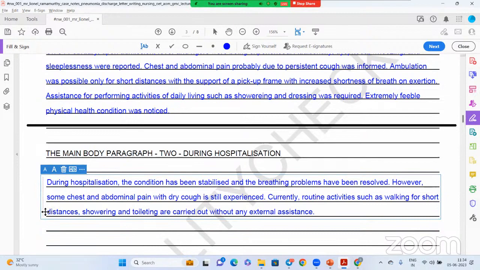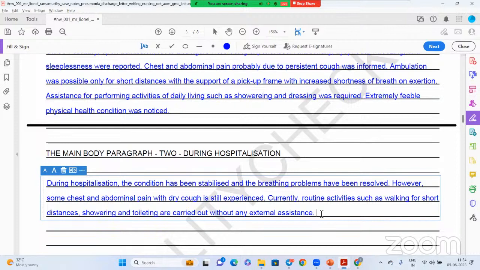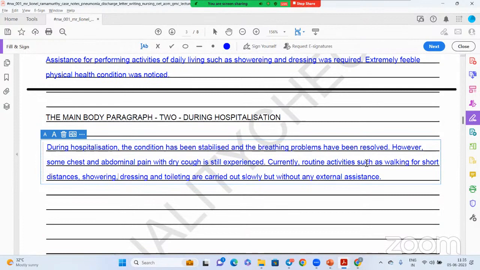So next one. Right. So that is finished. He's independent. He is able to manage independently. And he's able to walk slowly. Routine activities are carried out slowly but without any external assistance. Like that you can write. So here showering, dressing, also you can write. And toileting. Right. So this is during hospitalization. Right. So this is the third paragraph you can write.